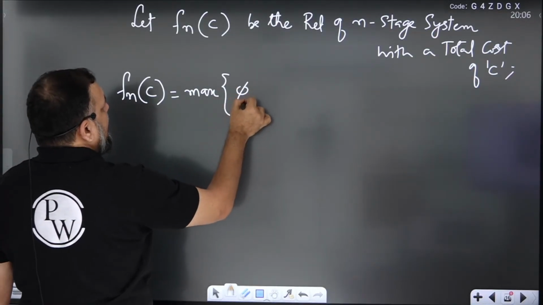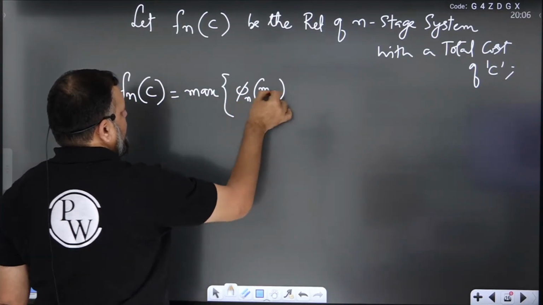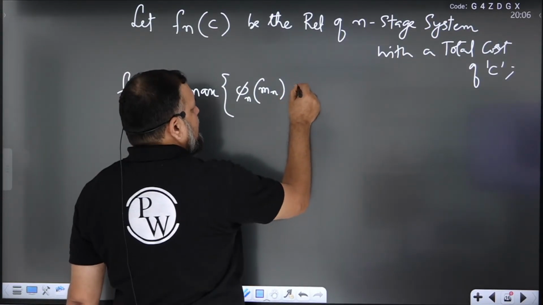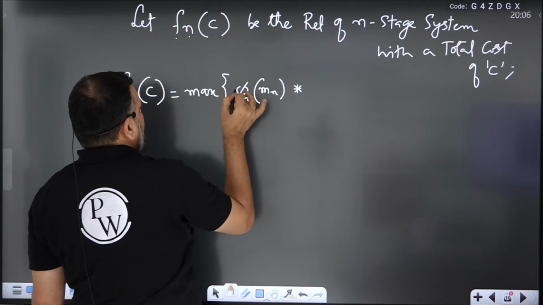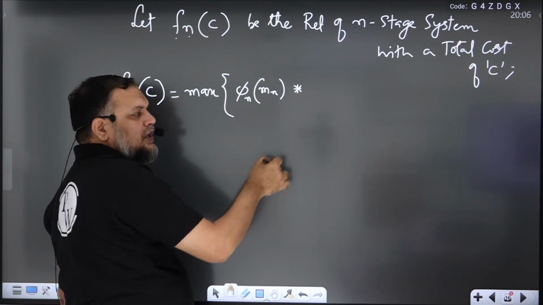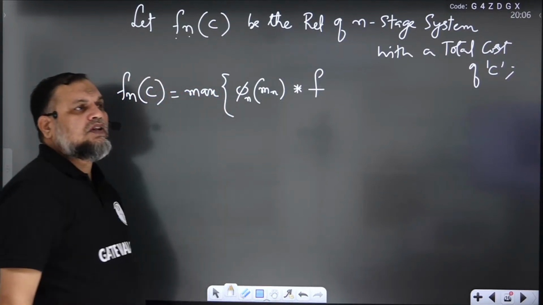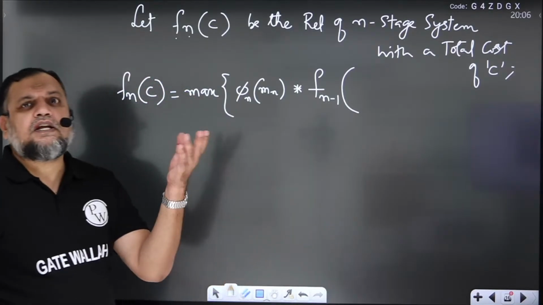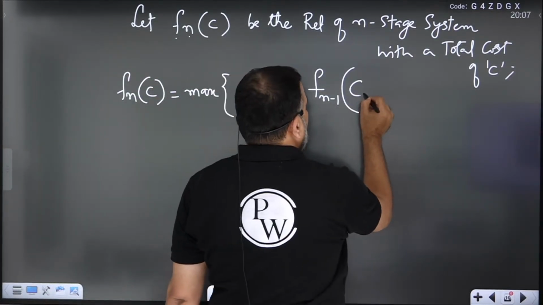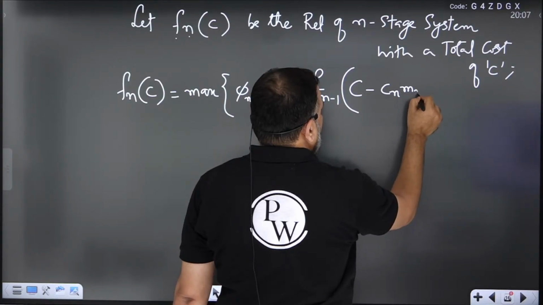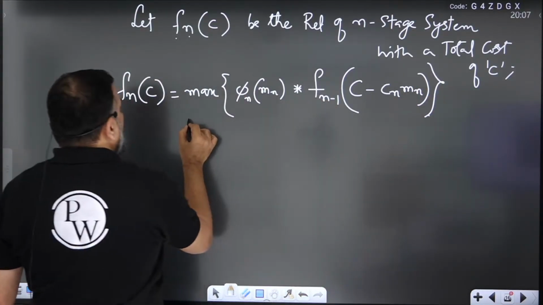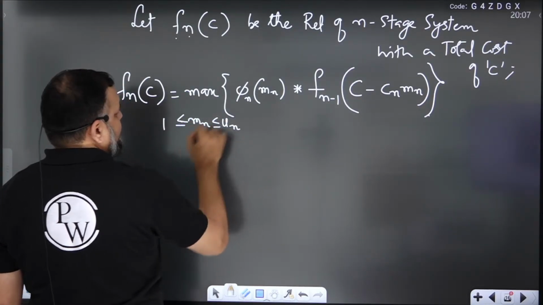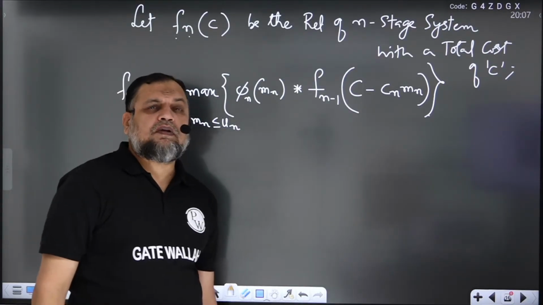कैसे करेंगे? Reliability of the last stage pi n of mn. This is the formula. अभी हमने derive किया. Reliability of the last stage, right? This is to be multiplied with reliability of remaining n-1 stages. अब वो n-1 स्टेजेस के लिए कितना कॉस्ट बचेगा, टोटल कॉस्ट अवेलेबल विल बी C माइनस कॉस्ट ऑफ द लास्ट स्टेज, कॉस्ट ऑफ द लास्ट स्टेज इज गिवन बाय Cn and mn. This is a formula where I say mn lies between 1 and some upper bound un. This becomes my formula based on optimal substructure.